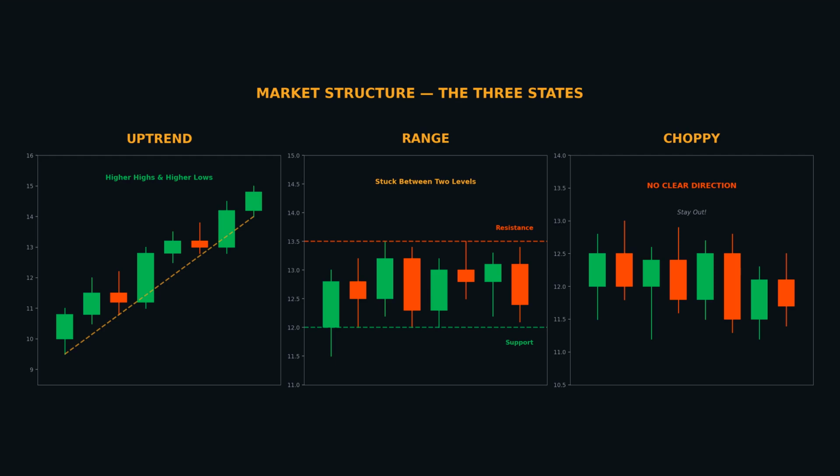Every chart you ever look at, at any point in time, is doing one of these three things. And each one requires a completely different approach. If you try to trade a trending strategy in a range, you'll get chopped up. If you try to trade a range strategy in a trend, you'll get run over. And if you try to trade anything in chop, well, good luck. The first step to reading any chart is identifying which of these three states you're looking at. And once you know that, everything else becomes clearer. So let's break each one down.